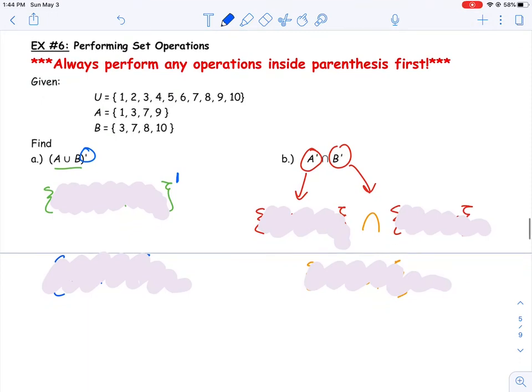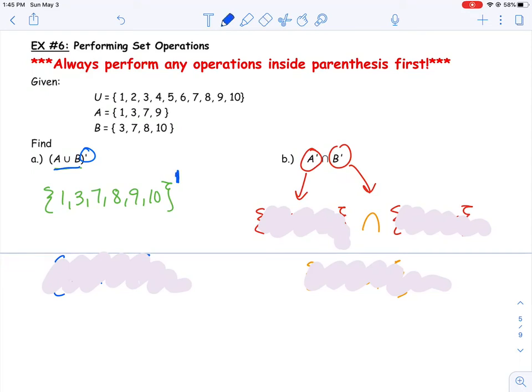So for part A, we have parentheses. That's the first thing I see. And so I want to make sure that I do that first. So in this one, we want to do the parentheses first, which is the union of A or B. What elements are in A or elements in B? Remember, union means we're going to bring it all together. So I ended up getting 1, 3, 7, 8, 9, and 10. That's all the elements that are in A or in B.